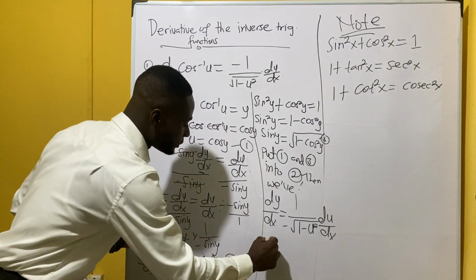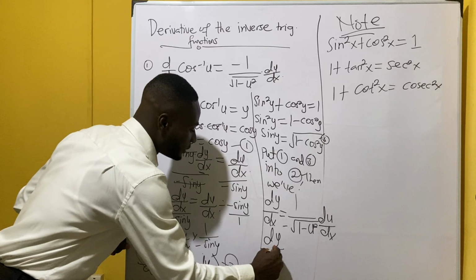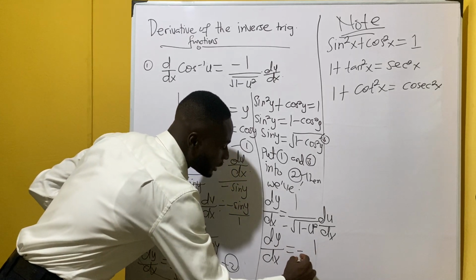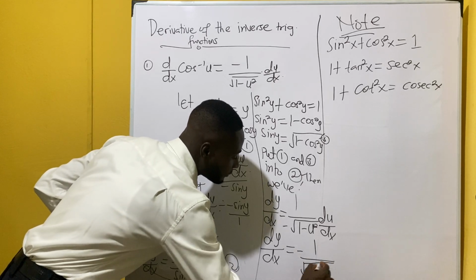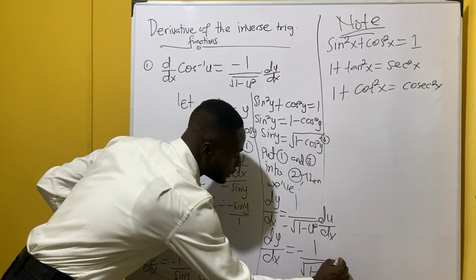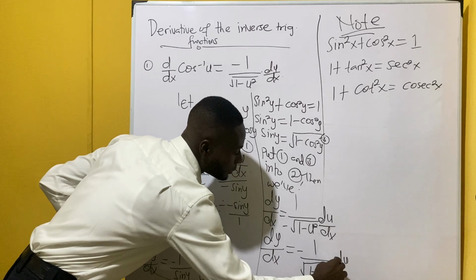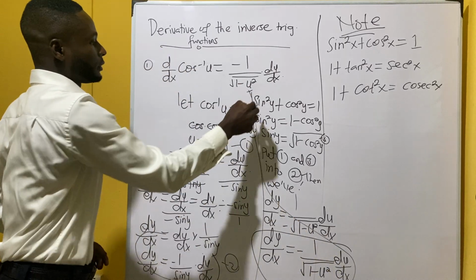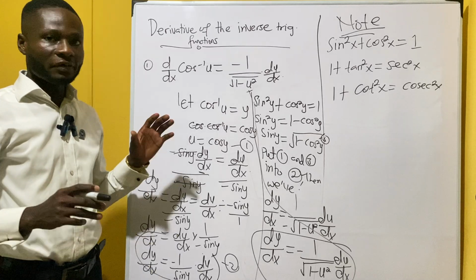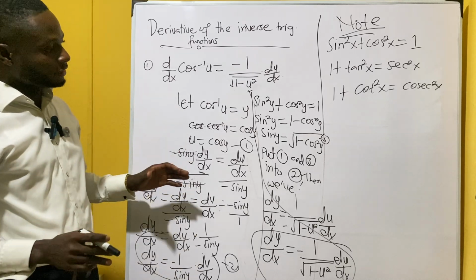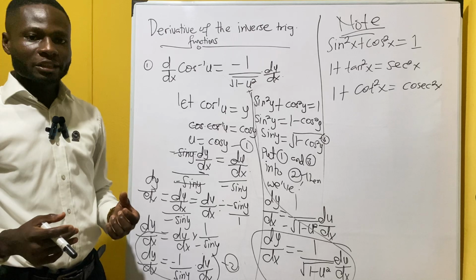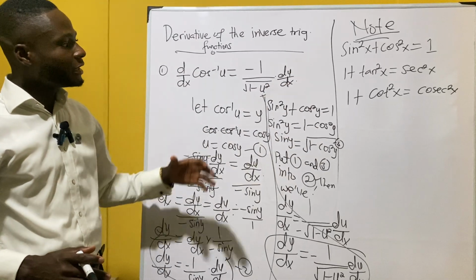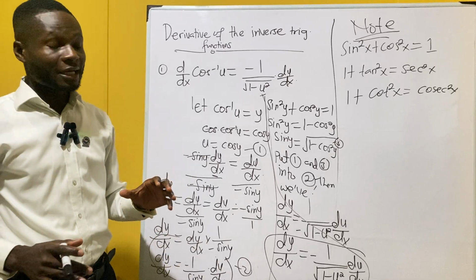So let's do proper presentation here. So we have dy over dx should be equal to negative 1 over square root of 1 minus u squared du over dx. And that is the proof. Very, very easy. So what you have to know is the properties of the trig identities and the derivatives of the trig functions, and you are good to go.